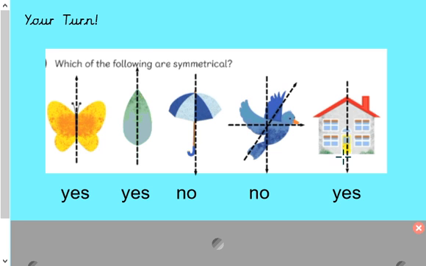But there is one difference. Up on the roof here, there is a chimney, and there is no chimney on this side. So you must look really carefully when you are looking for lines of symmetry, because just a small detail like that can make the difference between a shape being symmetrical or not.